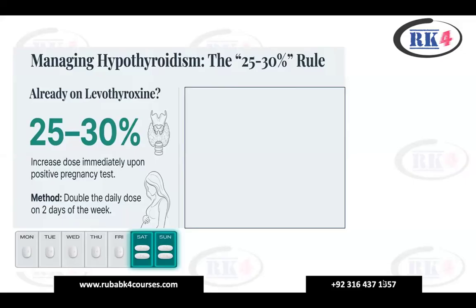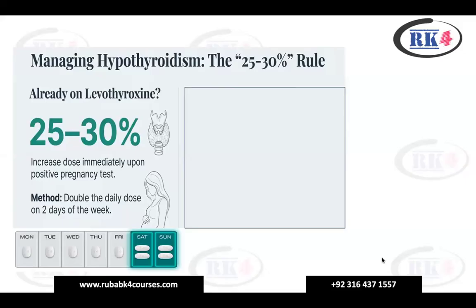They have said that you can double the dose on 2 days. For example, the patient is taking medicine on Monday, Tuesday, Wednesday, Thursday, Friday. She'll be taking the same dose. On Saturday and Sunday, you will make it double dose. If she's taking one tablet, make it 2 tablets. So that means the dose is doubled. So it is 25 to 30%.